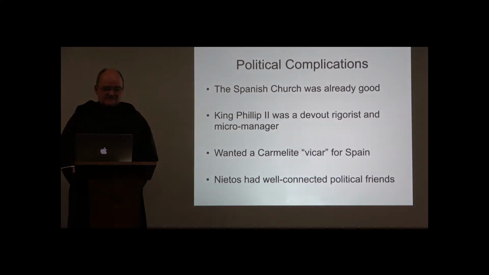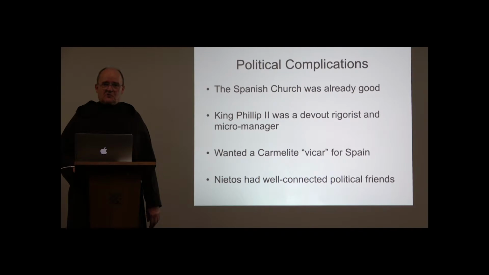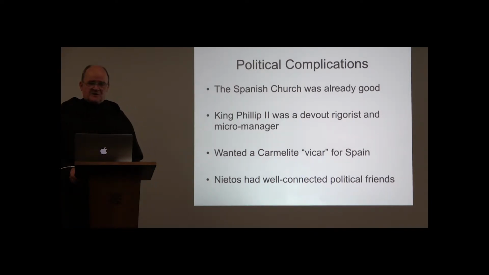Now, among the political background of Teresa's Spain, we have several interesting things here. Remember that the Spanish church was already fairly good. There had been a Cardinal Francisco Jimenez de Cisneros, who had been a chaplain for Queen Isabella. The Queen promoted him against his own wishes to be a bishop and then a cardinal and then a reformer of the whole Spanish church. But reluctant or not, Jimenez did a very good job.